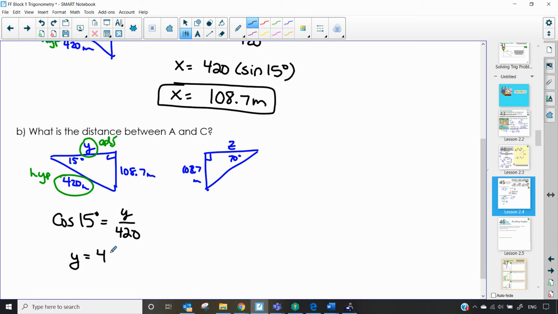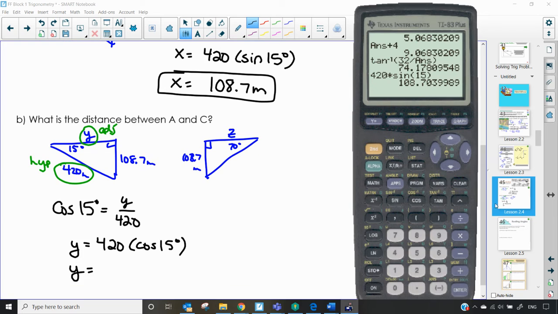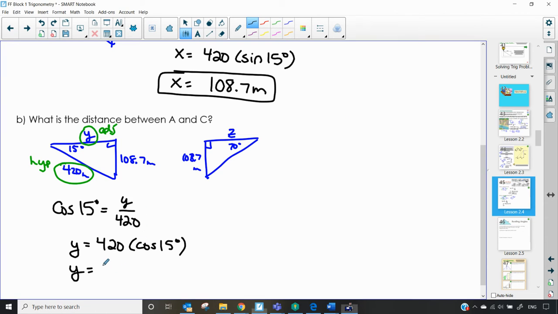Solving, I have 420 times cos of 15. And so putting that into my calculator, I have 420 times cos of 15, which gives me 405.7 meters. So that's one of the distances. Now I'm going to look at the other triangle here. I have 70 degrees. This side is adjacent, and this side is opposite.